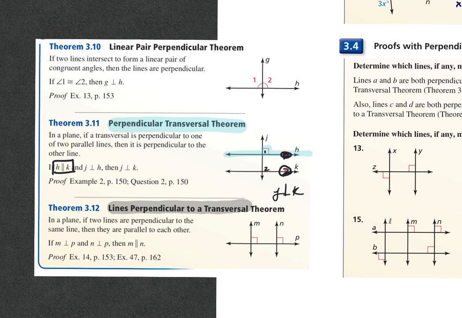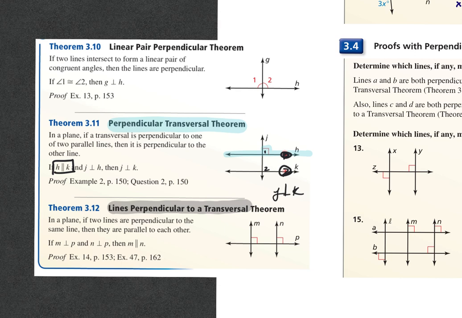What are they trying to prove? In that one, you're trying to prove that J is perpendicular to K. I'm not confused about the names, I'm just confused on what it's saying. The perpendicular transversal theorem is proving a second pair of lines are perpendicular, whereas the lines perpendicular to a transversal theorem is proving that 2 lines are parallel. So the first one is that if one is perpendicular to a parallel line, then the other one is also perpendicular to it. Whereas with the last one, they're both perpendicular to the same line, so they're parallel. That's one of the 6 ways to prove lines are parallel.